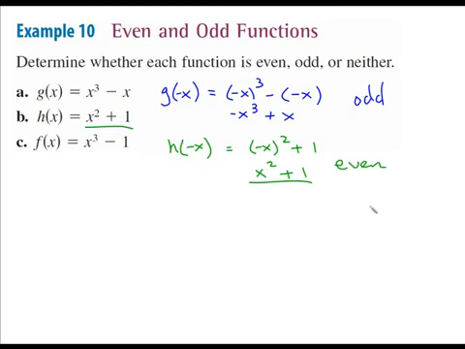All right? And then over here, C, f of x, f of negative x. We plug it in here, so we get negative x to the third minus 1, right? So do we get the exact same thing? No, that's positive, that's negative. But that's negative, that's also negative. So we don't get the same thing, and we don't get the exact opposite for everything. So this would be considered neither. Okay? So that's how you determine algebraically if a function is even, odd, or neither. All right?